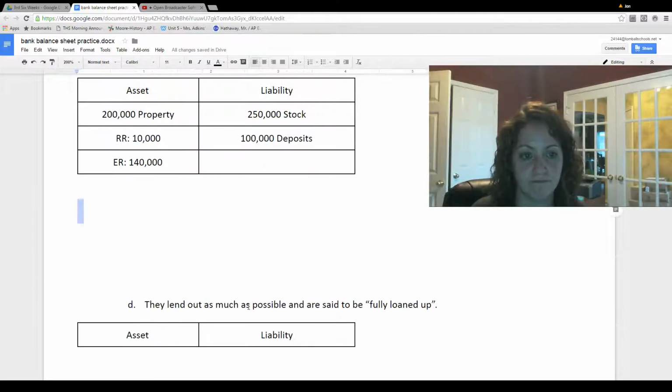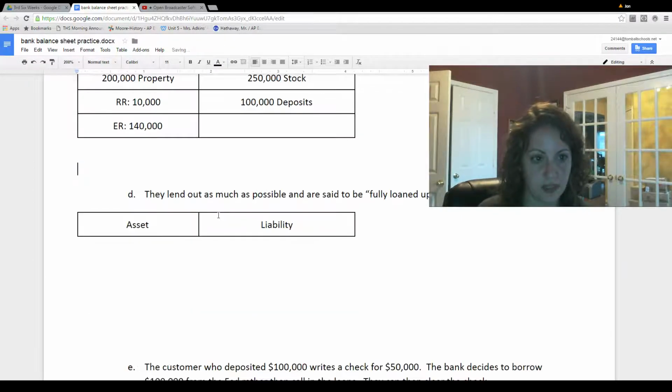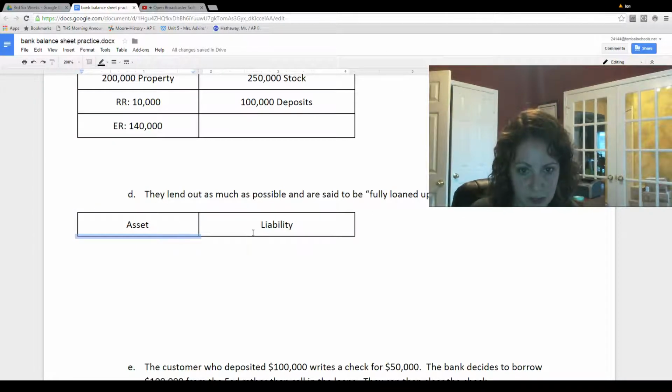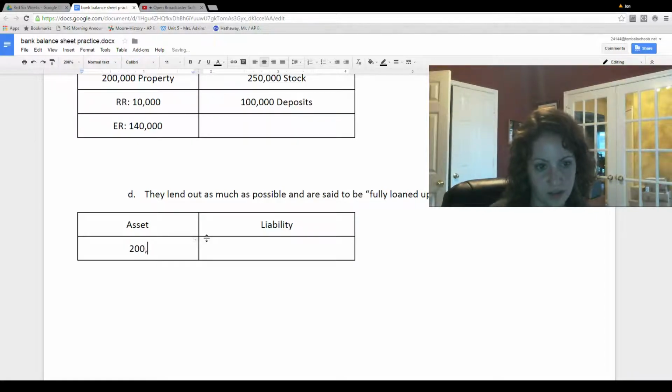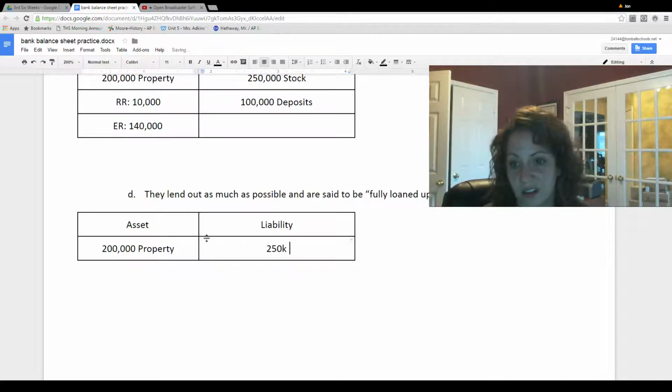Okay, let's look at letter D. Let me get rid of these spaces. The bank lends out as much as possible and is said to be fully loaned up. So let's see what has changed and what hasn't changed. Property, 200,000, hasn't changed. Oh my goodness, I can't type correctly. 200,000 hasn't changed. Property. 250,000, I'm going to abbreviate here. 250,000 of stock hasn't changed.